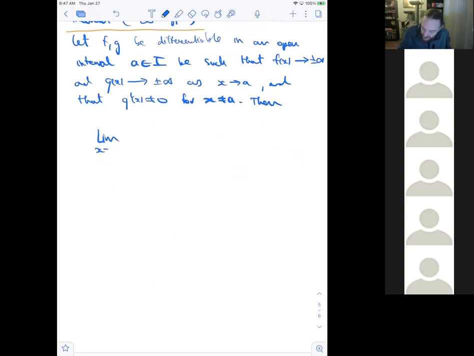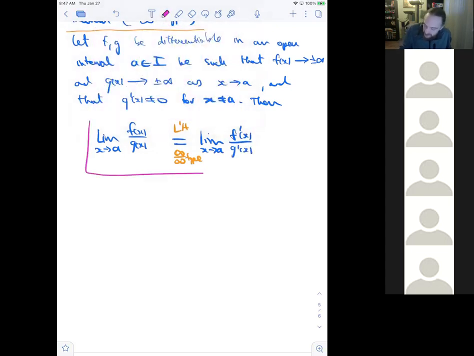The limit as x approaches a of f of x over g of x is equal to, by L'Hospital's rule, if this is infinity over infinity type, we can write this as the limit as x approaches a of f prime of x over g prime of x. This also works when we have 0 over 0 type. These are the two cases that we're allowed to actually take the derivative.